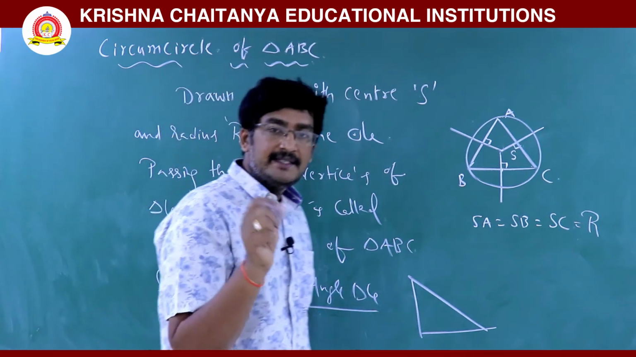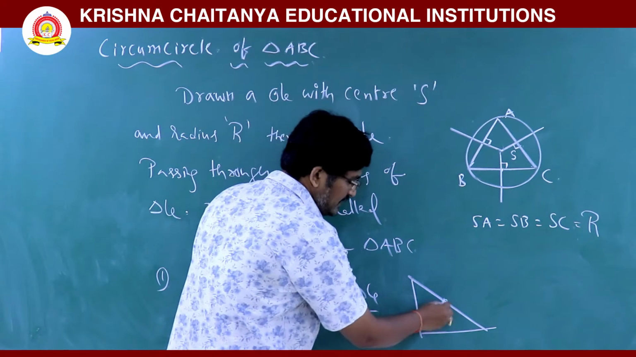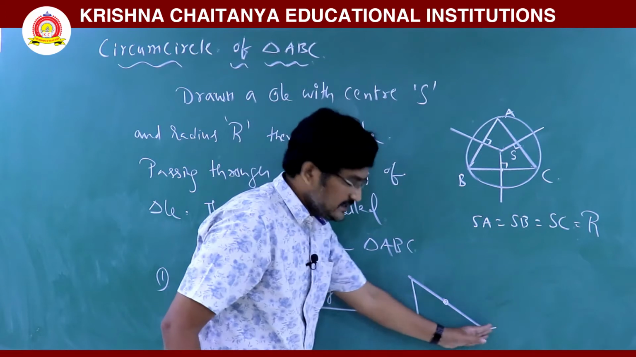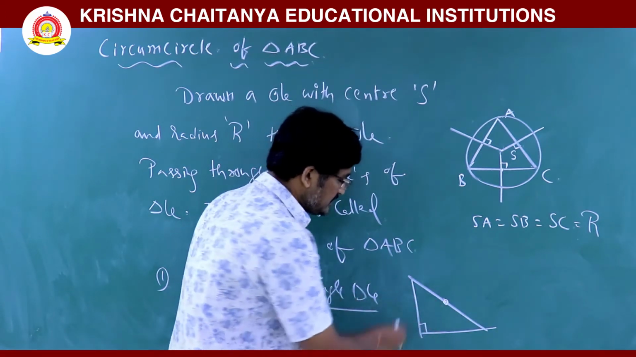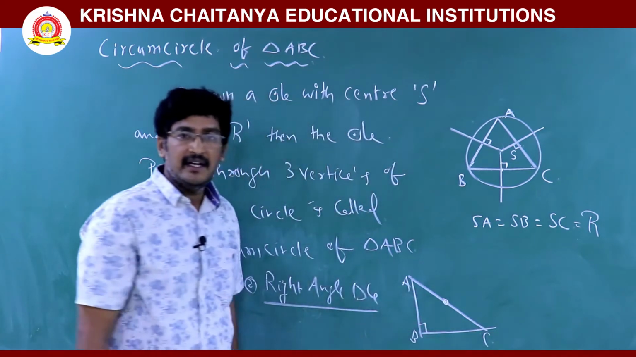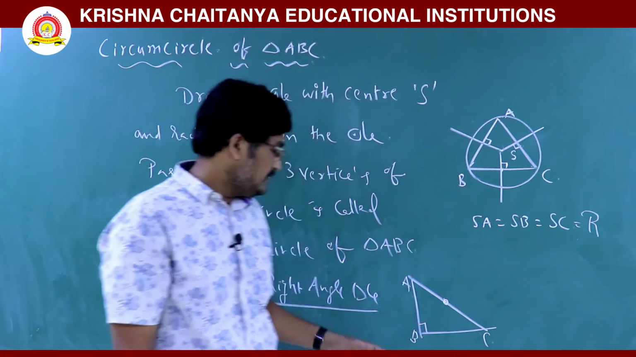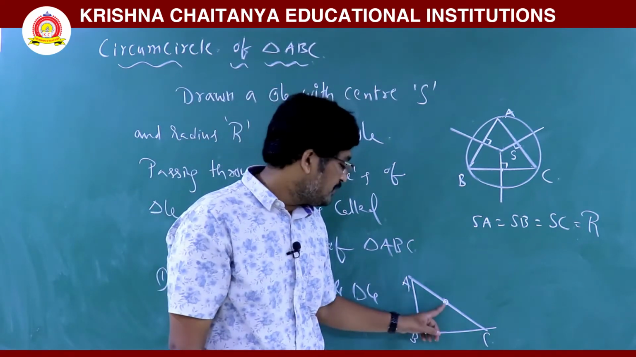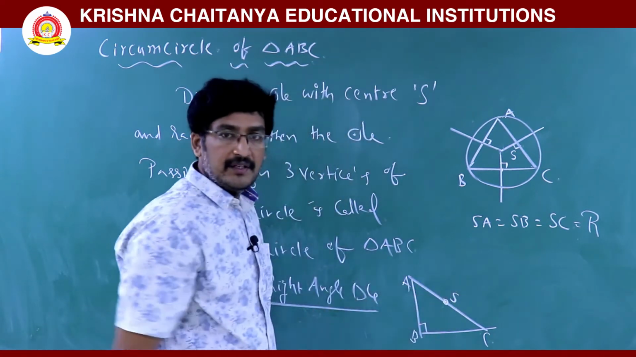The circumcenter is the midpoint of the hypotenuse. These two are perpendicular to each other. It is clear, this one is the hypotenuse, and this is the midpoint. This is the circumcenter of triangle ABC. Suppose triangle ABC is a right angle triangle with angle B equal to 90. Then AC is the hypotenuse. In this right angle triangle, the circumcenter is located at the midpoint of the hypotenuse. So, this is S, the midpoint of the hypotenuse.